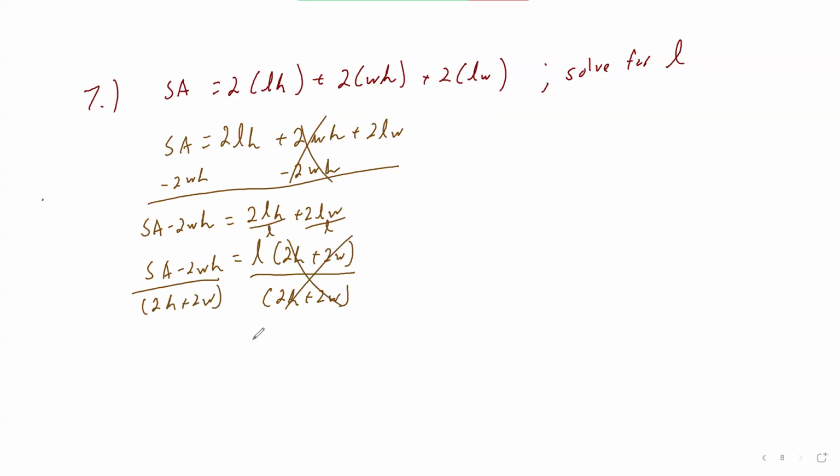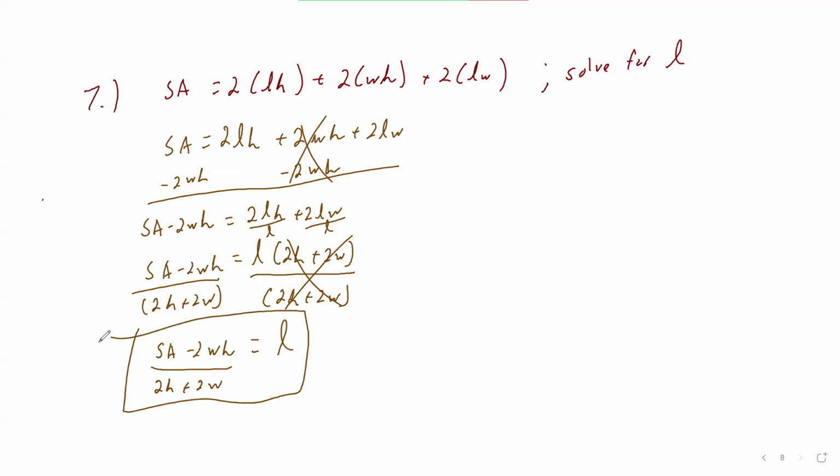So this goes away, and I now have an equation for my L. To find the length, I can take the surface area minus 2 times the width times the height and divide it by 2 times the height plus 2 times the width, if I knew those values. All right, so remember when solving literal equations, you're not getting a number, you're just getting another equation.